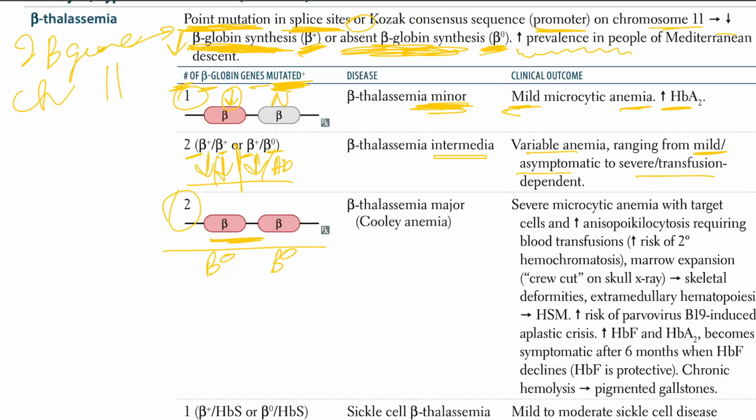Okay, so that's the beta thalassemia major. Cooley's anemia. You have severe anemia with target cells, an increase in anisopoikilocytosis.